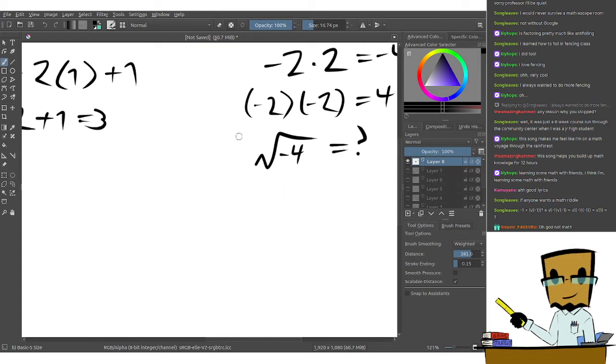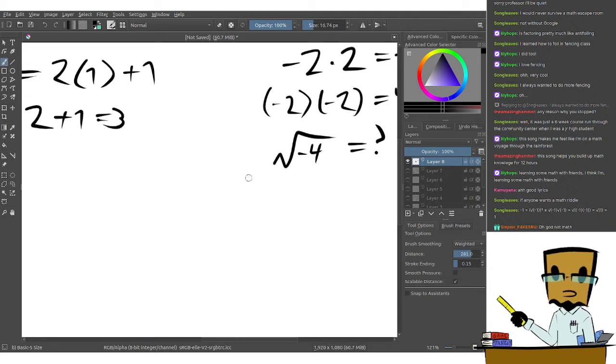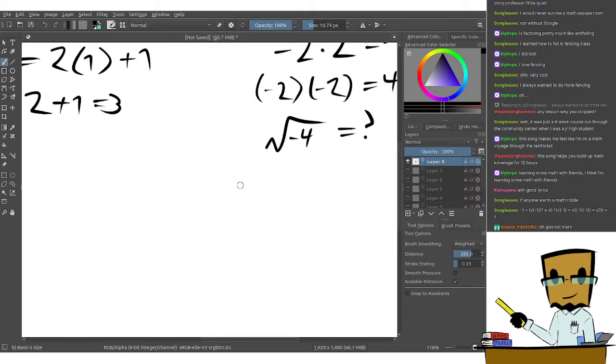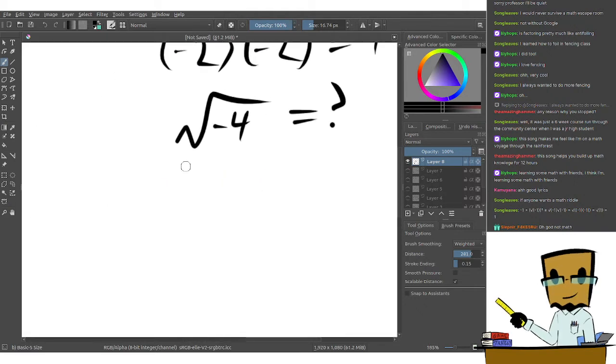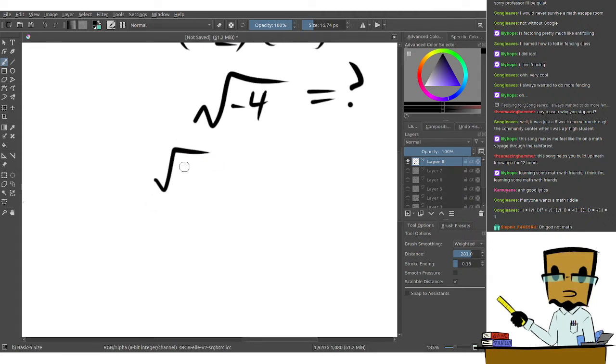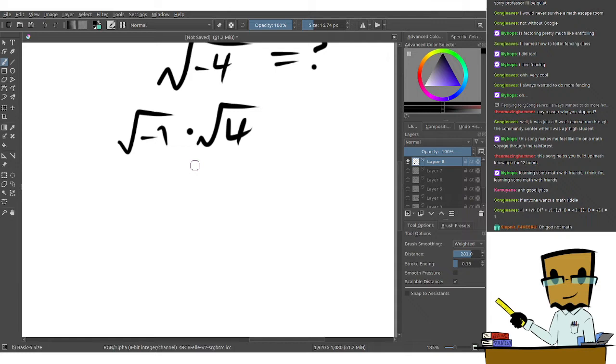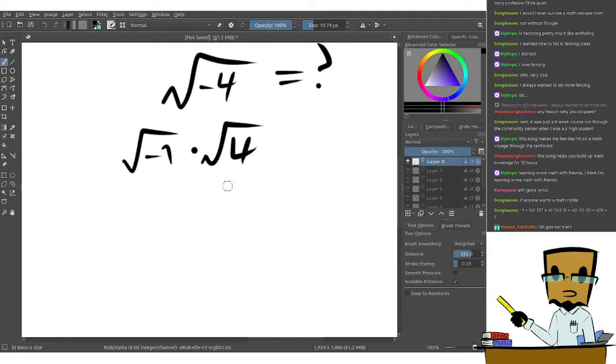I never talked about the fun part with square roots: factorizing, simplifying roots like that. Well, the square root of negative 4 is equal to the square root of negative 1 times the square root of 4. Now, we can't do negative 1, but we can do 4, because 2 times 2 equals 4. That one's an easy one to remember.